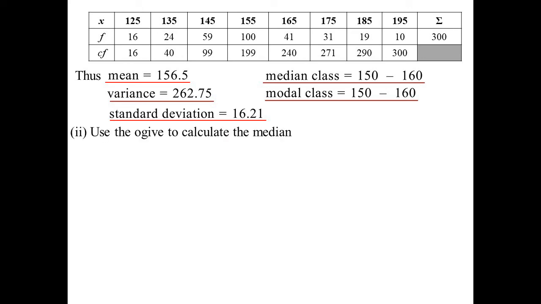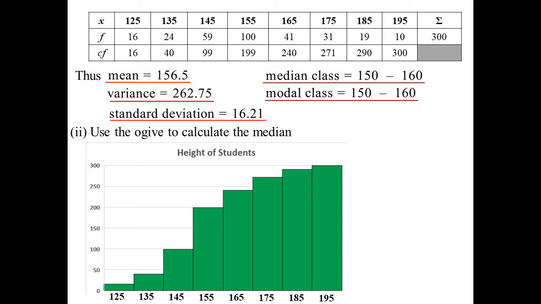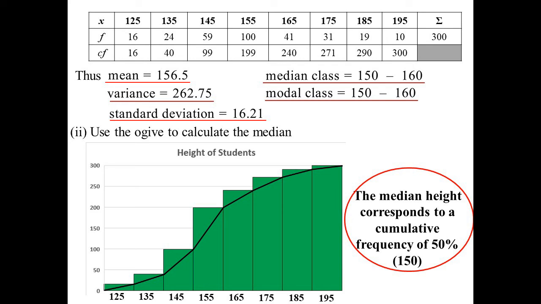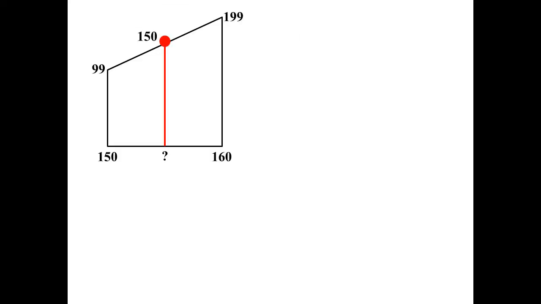Now, if we want to calculate the actual median and not the median class, that's where our cumulative frequencies really come in handy. Because I'll now draw the cumulative frequency diagram, or histogram. So the cumulative frequency histogram. Draw in the ogive, and we know the median is going to be 50% of the data. That would be a frequency of 150. So I read off the graph. Now it looks like it's in the center and it's 155, but it's not. We can actually calculate it out.